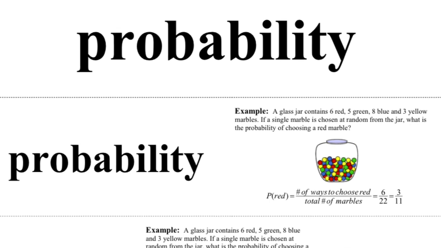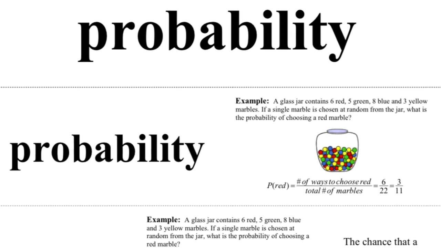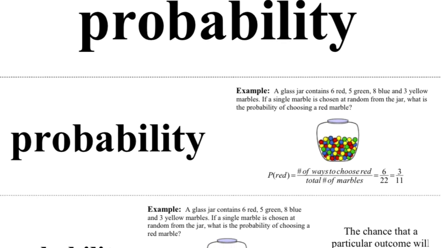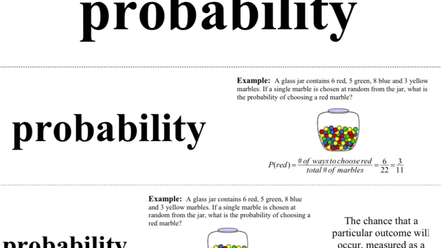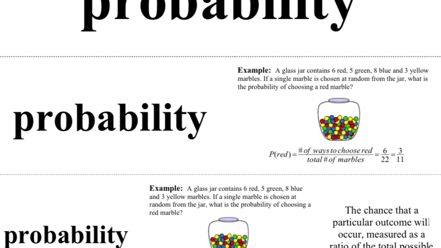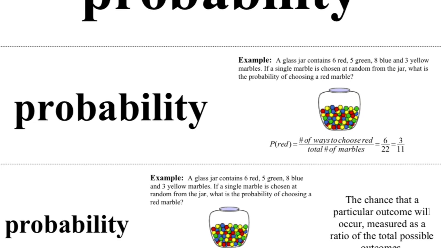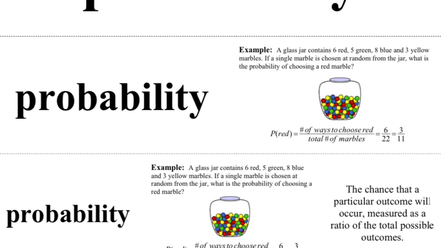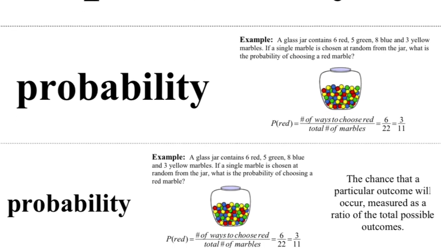Probability is the likeliness of something occurring. If the probability of something is 0, that means it's not going to happen. If the probability is 1, that means it will happen. You find probability by dividing what you want over the total sample space.